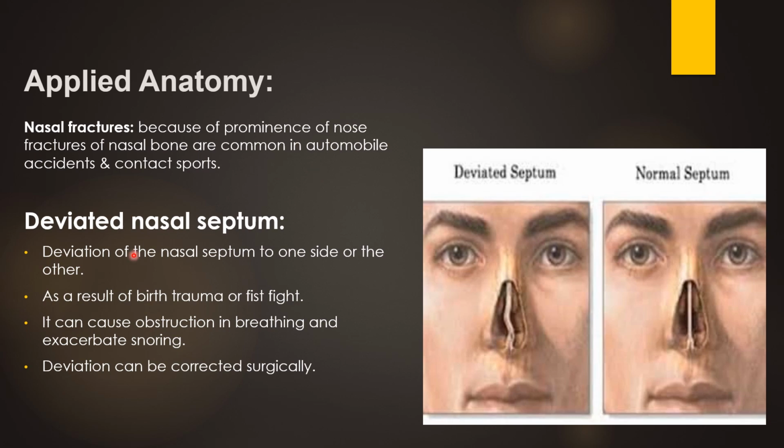Of course, the name indicates that the septum lies in the median plane, and if it deviates to either side, that is known as the deviated nasal septum. It could result from birth trauma or a fist fight, usually in adults. It can cause obstruction in breathing and exacerbate snoring. It will lead to hindrance in breathing, and the deviation can be corrected surgically.